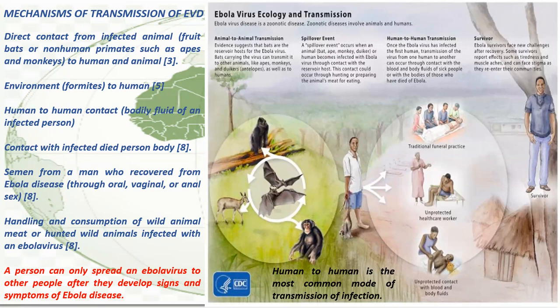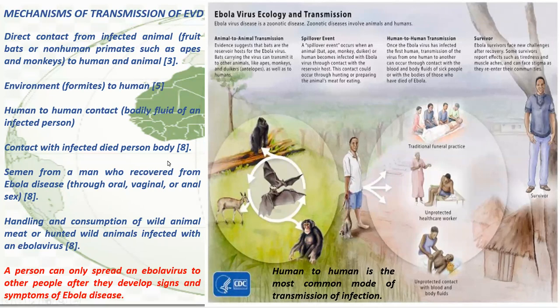It can be human-to-human contamination, because the body fluid of an infected person can also infect a susceptible person when you come in contact with it. The contact can also be with a dead body, because the dead body of someone that is infected is also very infectious. That is why when someone dies of the Ebola virus, the dead body is taken care of so that it will not affect many people.